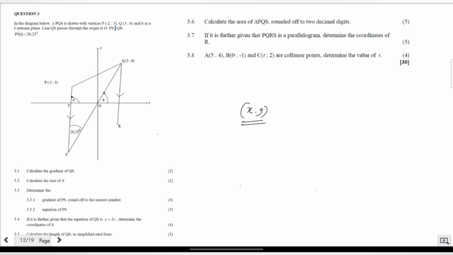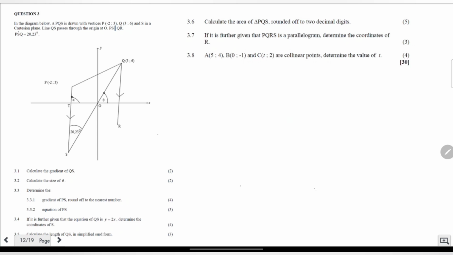the gradient of a line passing through the 2 points. So those formulas you also need to know: midpoint formula, distance formula, gradient formula, equation of a straight line. For the equation of a straight line, you need the gradient and 1 point on that line. So those things you need to remember. All right, let's do this question.